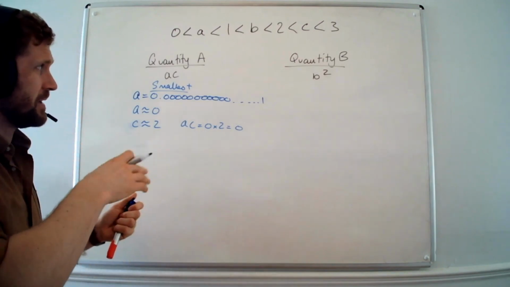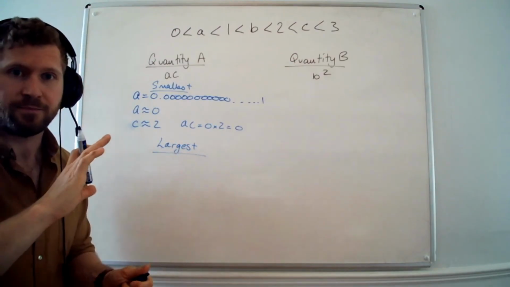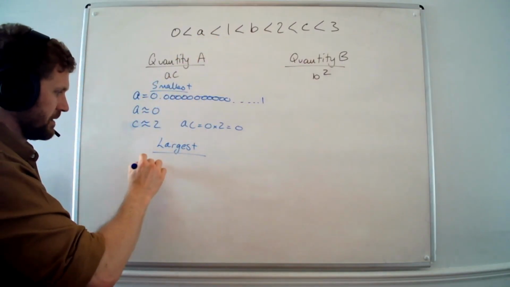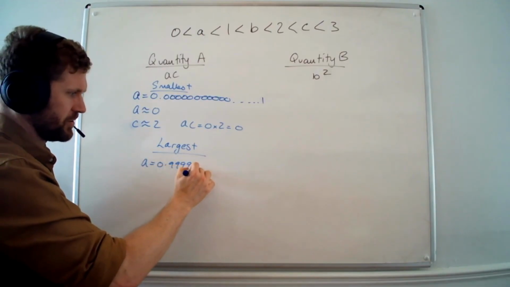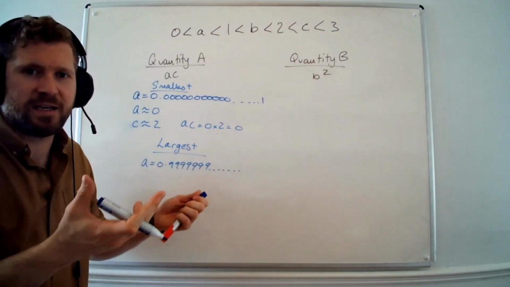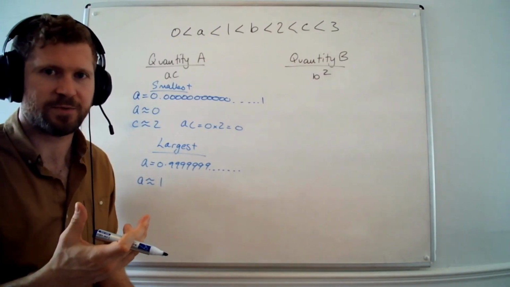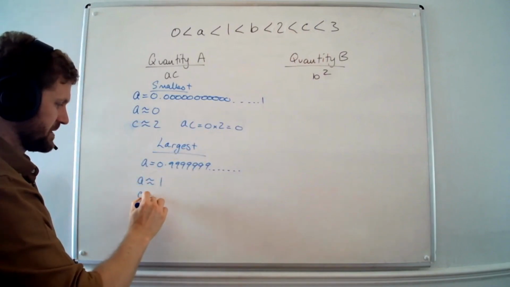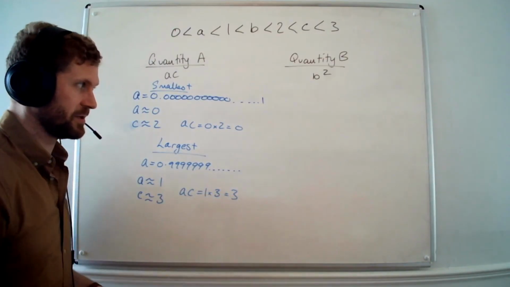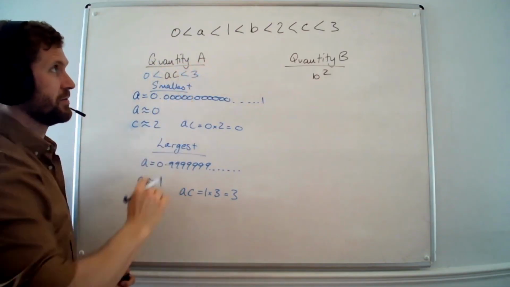Now, if I go to the other end, if I want to make AC as large as possible, then same argument as before. A, it's not 1. It can't be 1, but it can be so close that it might as well be 1. I could just keep drawing 9s. That's making A as big as possible. And so I could say that A is basically 1 if I want to make it as big as possible. Same argument, C is going to be basically 3. So A multiplied by C is 1 times 3. That's going to be 3. So AC is going to be somewhere between 0 and 3.